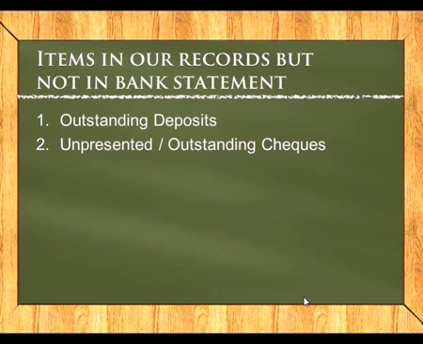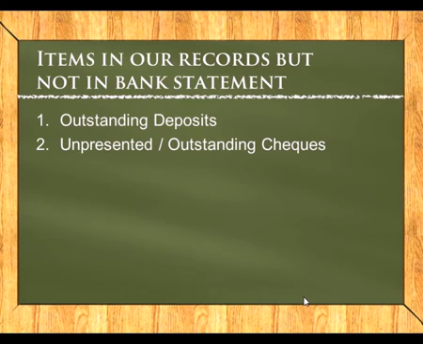Secondly, we then have unpresented or outstanding checks. These are checks that we have written out to other people. These could be suppliers, employees, could be anyone in essence. However, those people have not taken the checks to the bank to be cashed. So on our side, we have put them in our cash payments channel, therefore adjusted our bank control account on the credit side, but they don't appear on the bank statement because the people have not taken them to the bank.